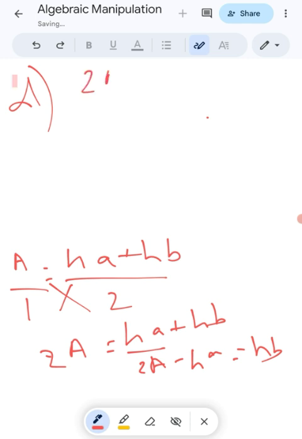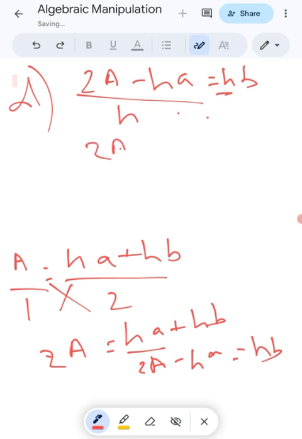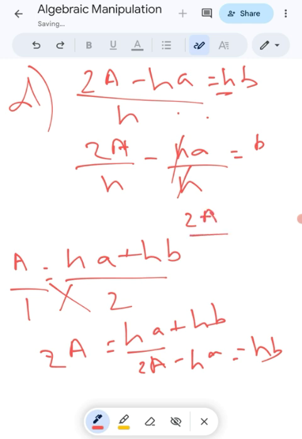Now 2A minus HA is equal to HB was my step, right? So this H goes in the denominator now, and remember this has to be written separately as well. So 2A upon H minus HA upon H. H and H are cancelled, so that becomes 2A upon H minus A is equal to B. Okay, moving on.